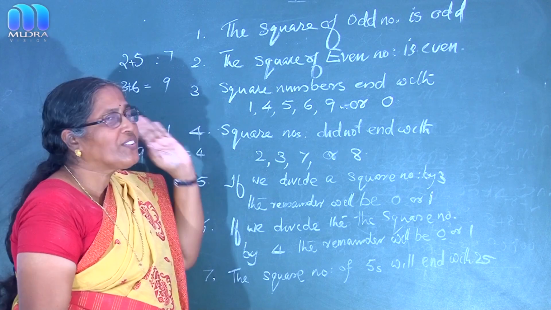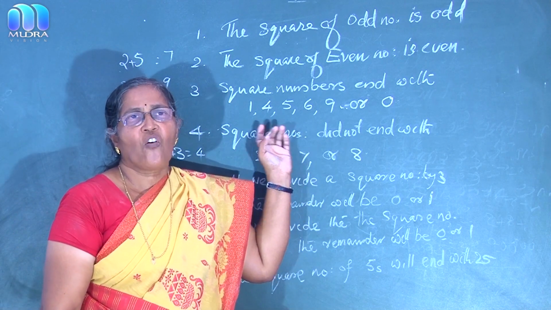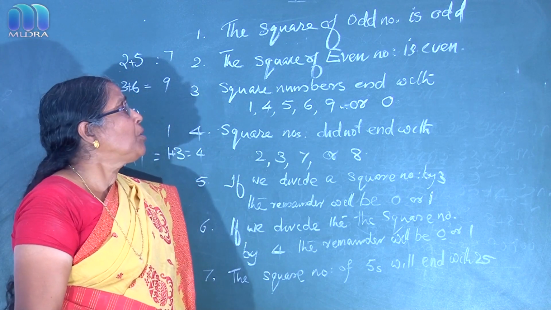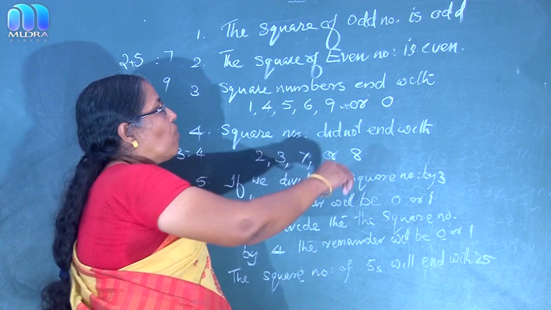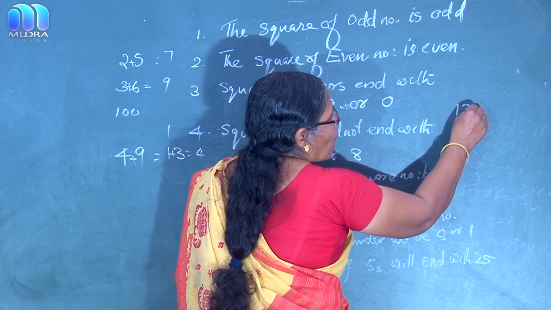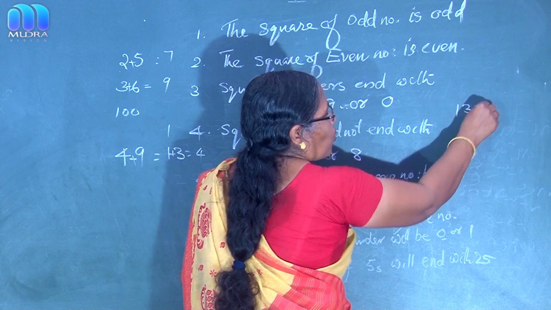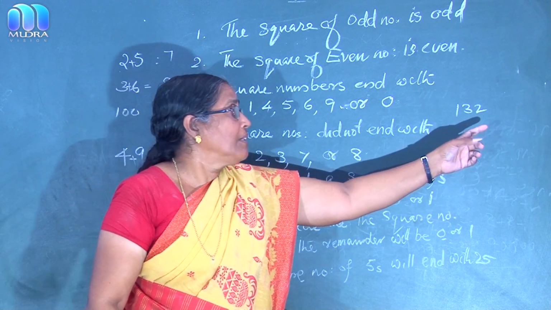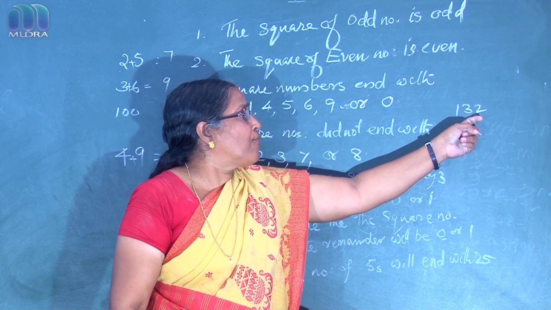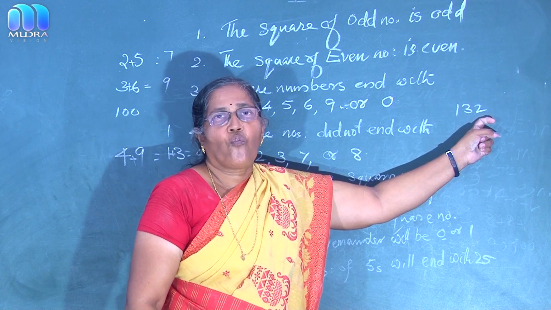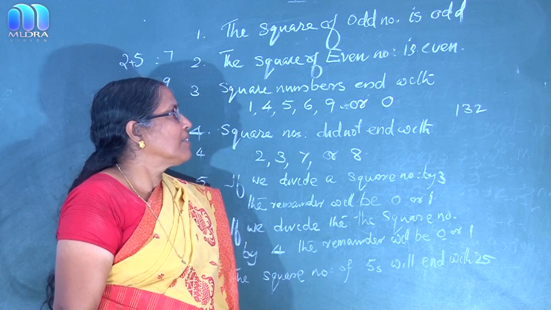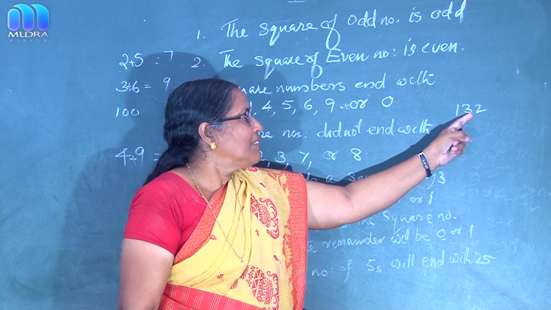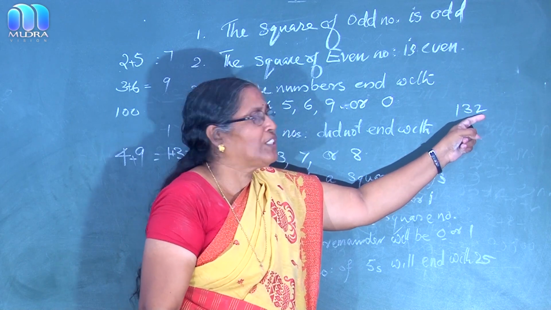Then one question I am going to ask you is, what is the unit place of the square of 132? Can you say what is its unit place? Then we can find that the number ends with 2.